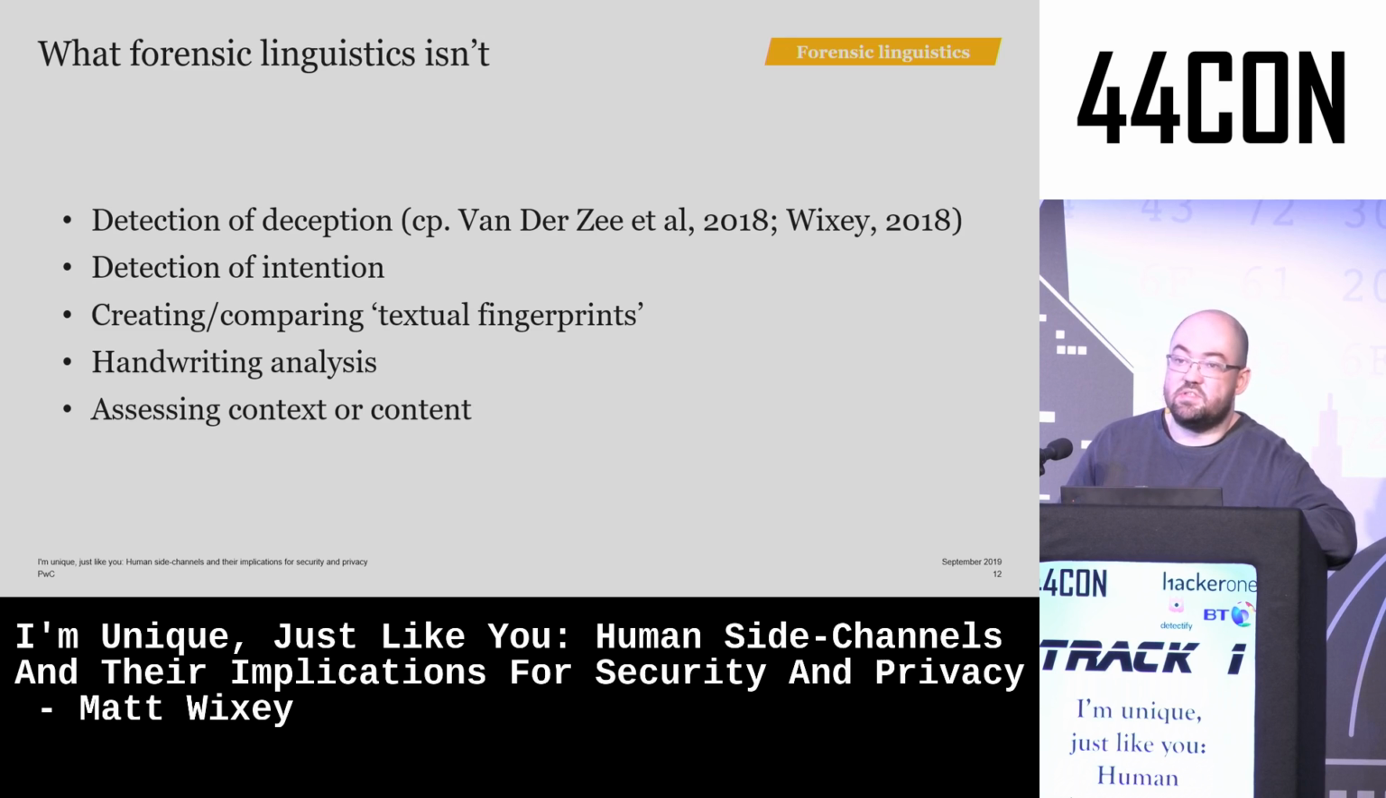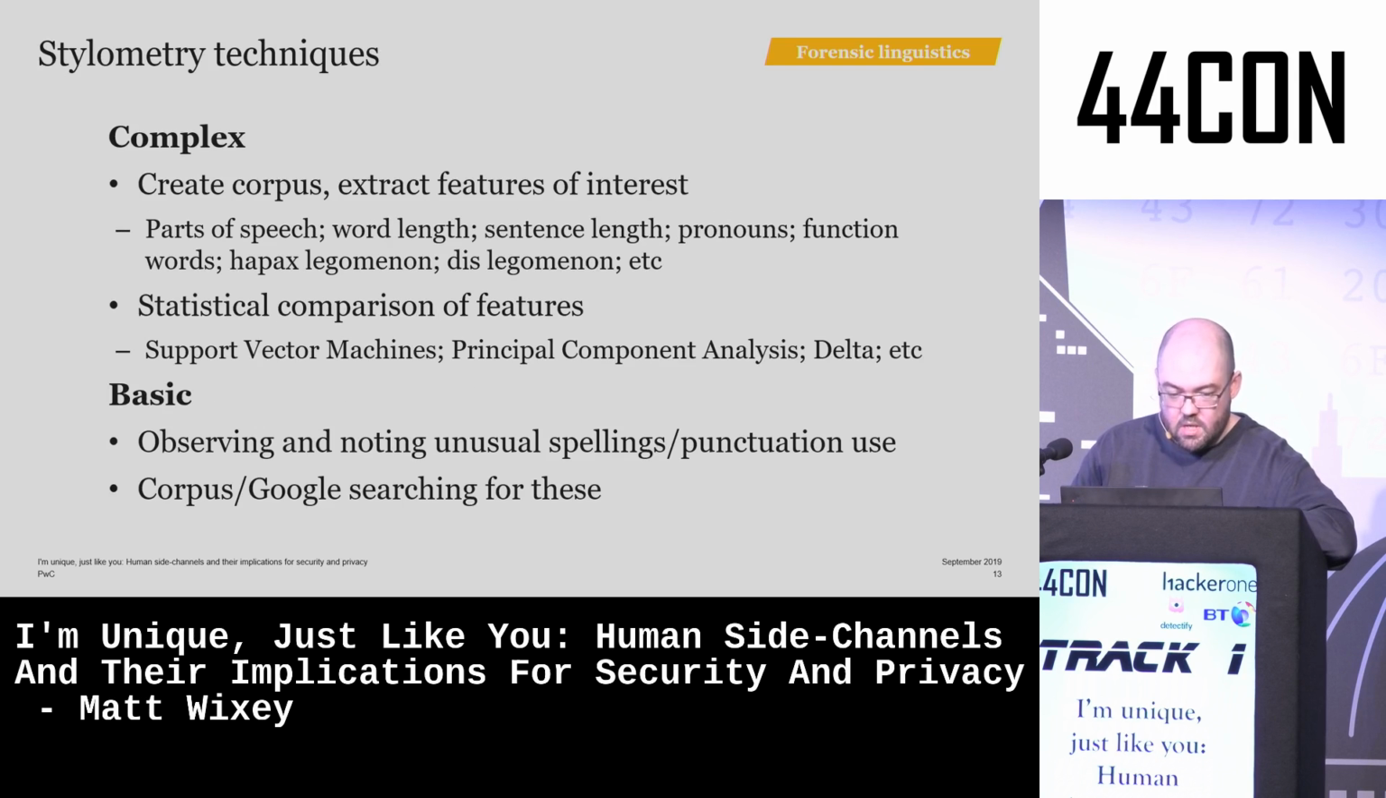Forensic linguistics isn't detecting what someone means in a piece of text. It's not creating something like a textual fingerprint. It's not looking at handwriting, which is a separate discipline, and it's not looking at the context in which a piece of writing was written. It's purely looking at the writing itself from a very technical perspective to see if there are particular identifying attributes about it. So some ways that stylometry is done range from the very complex to the pretty basic.